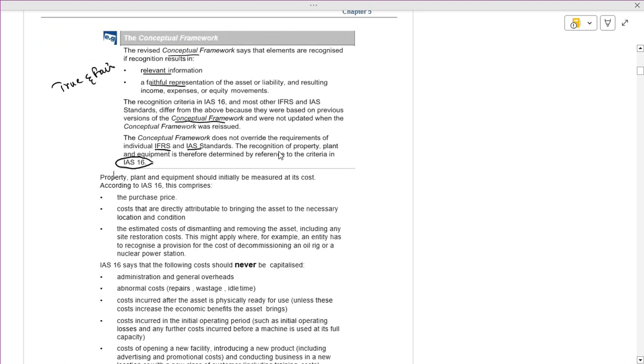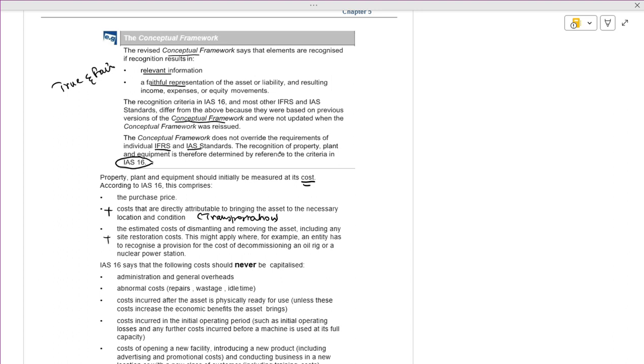Let's go slowly and steadily. What is the property? How has it to be measured? The purchase price, is it? The purchase price plus costs that are directly attributable to bringing the asset to the necessary location. Any transportation cost has to be added. Any carriage cost has to be added. Next, the estimated cost of dismantling and removal of the asset at the end of its life. Okay, at the end of the asset life.